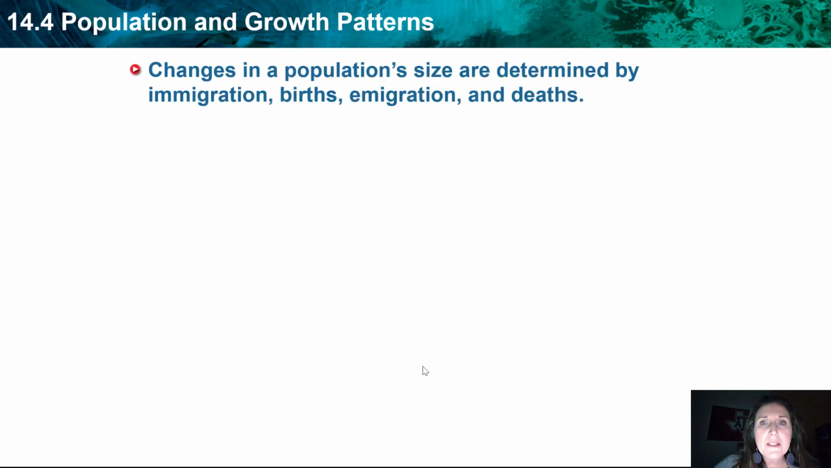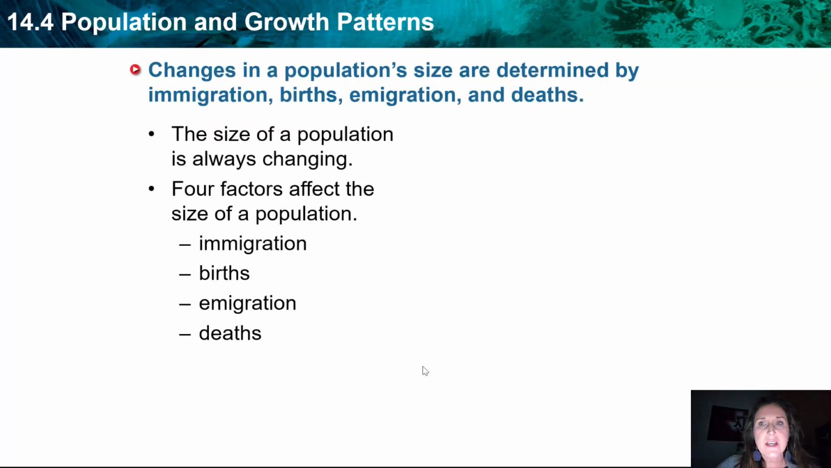All right, so population growth. Changes in population size are determined by immigration, organisms coming in, and births. Both of those increase the population, right? If we're looking at the population of Memphis, people who move to Memphis increase the population. Babies that are born in Memphis increase the population. Those two are going to cause an increase.